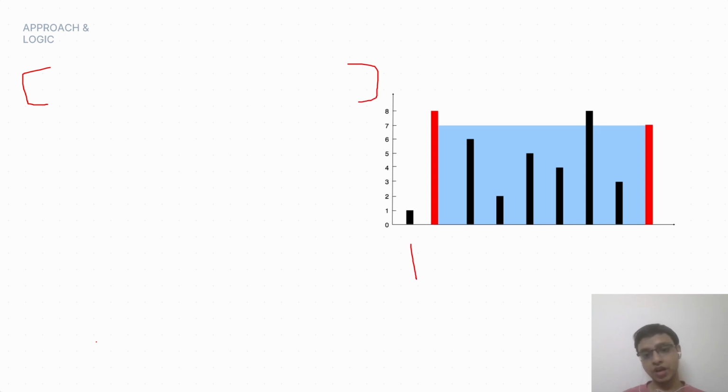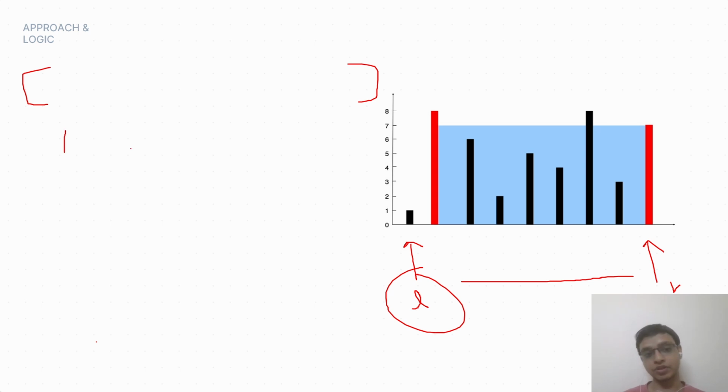So we have one pointer here, which I call the left pointer, and we have one pointer here, which I call the right pointer. We will compare the height between the two. We will take the smaller one and we will find the area. Here the area is, we can say 1, 2, 3, 4, 5, 6, 7, 8. 8 into 1, so 8 units for now.